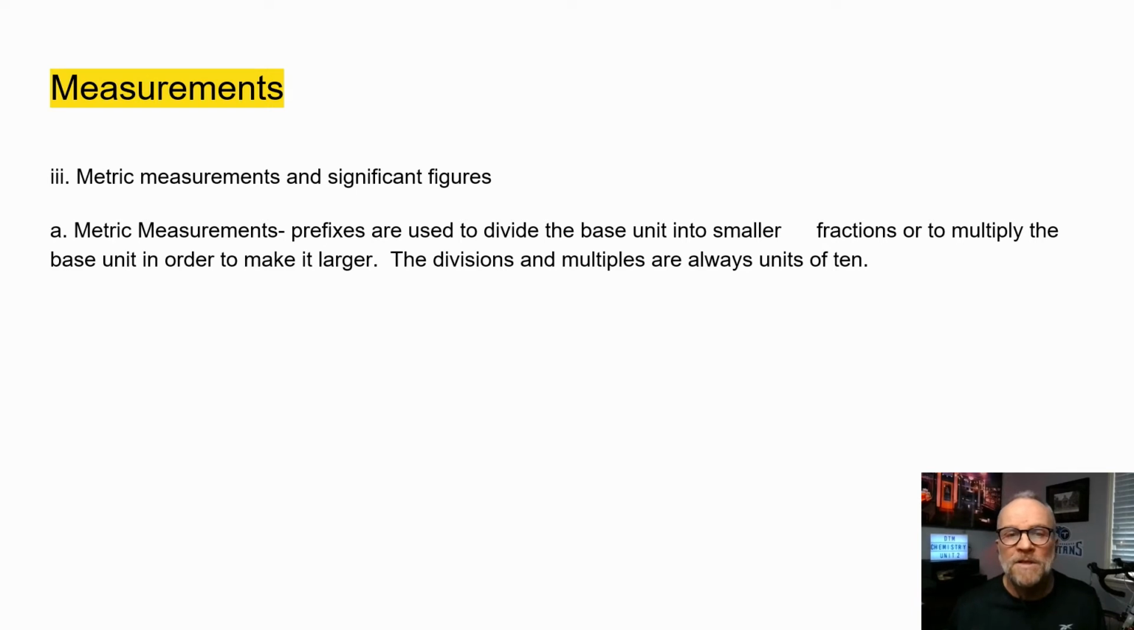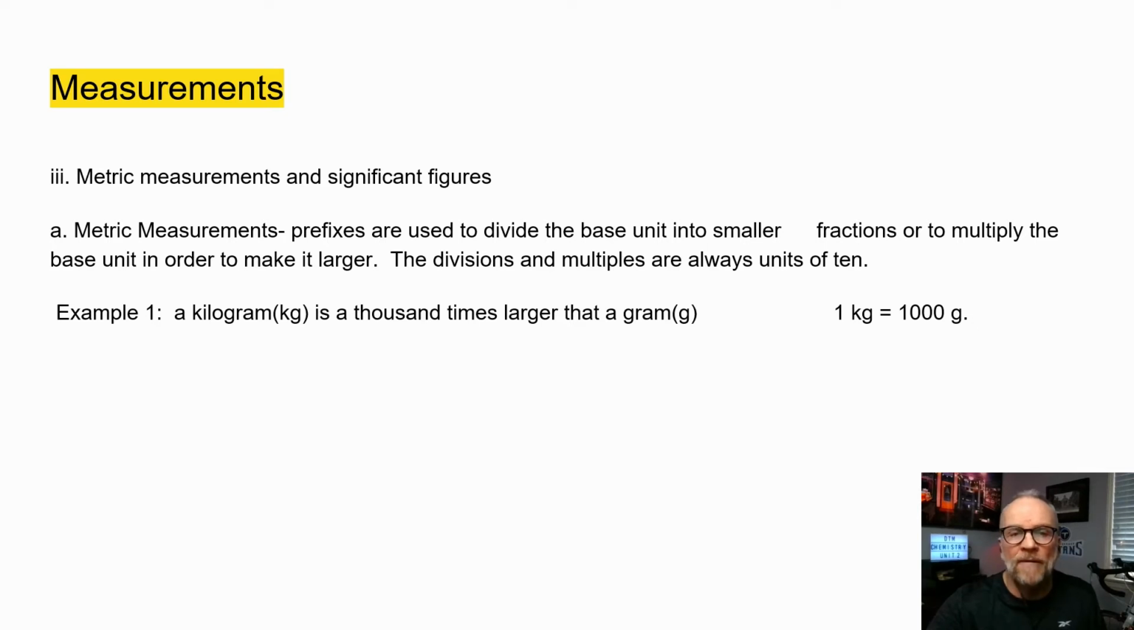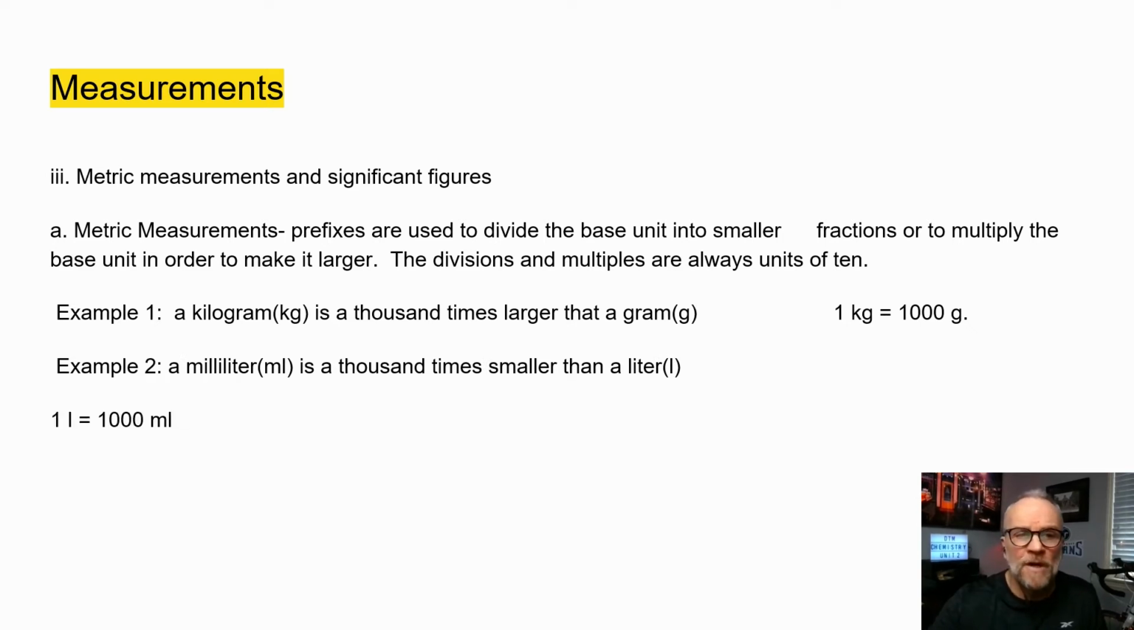Okay, metric measurements. Prefixes are used to divide into smaller fractions or to multiply to make larger. The divisions and multiples are always in units of 10. An example we talked about is 1 kilogram is 1,000 times larger than a gram. Now, a milliliter is 1,000 times smaller than a liter. So 1 liter is equal to 1,000 milliliters. We call these conversion factors. This is a conversion factor, and this is a conversion factor. A conversion factor does not change your answer at all. It just changes the units from one to the other.